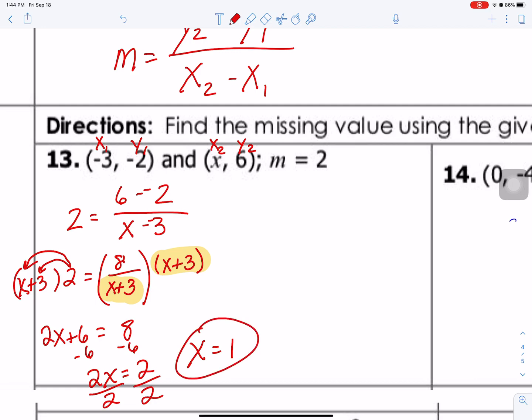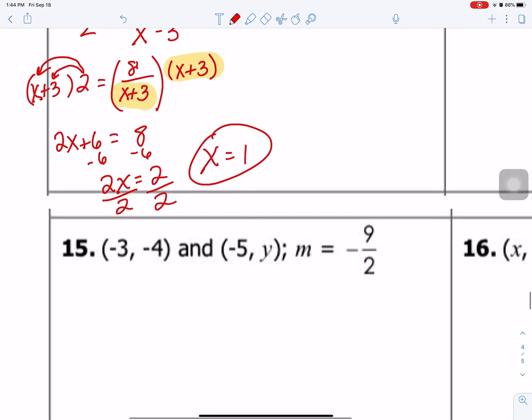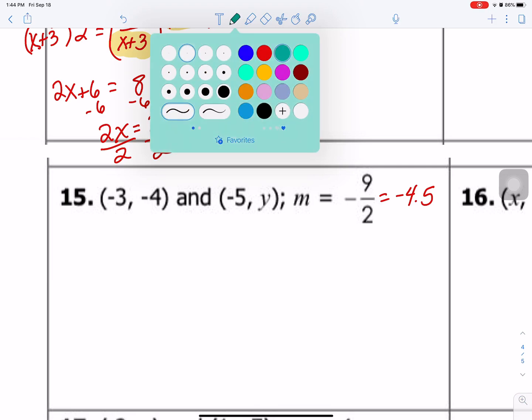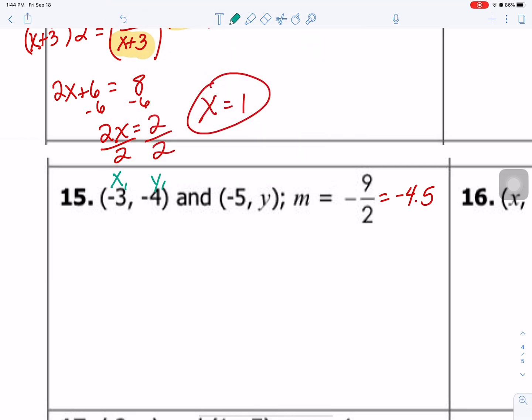So I'm going to subtract 6 from both sides and divide by 2 so that I know that x equals 1. The x's are a little bit harder when I'm finding those. Let me show you one with a y, and then I'll show you another one with an x. When I have my m equaling a fraction, I'm going to just put that as a negative 4.5. I'm just reducing it, negative 9 divided by 2, just so that I don't have multiple fractions. And then I have my x1, y1, x2, y2. You don't have to label. I'm just labeling so we know all of our pieces.